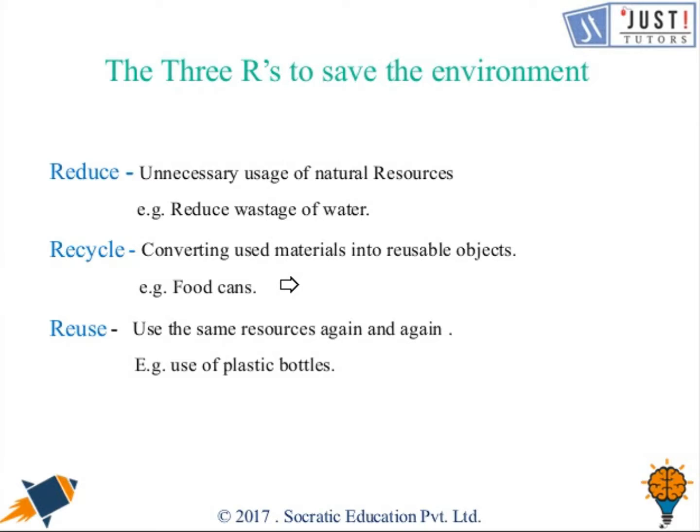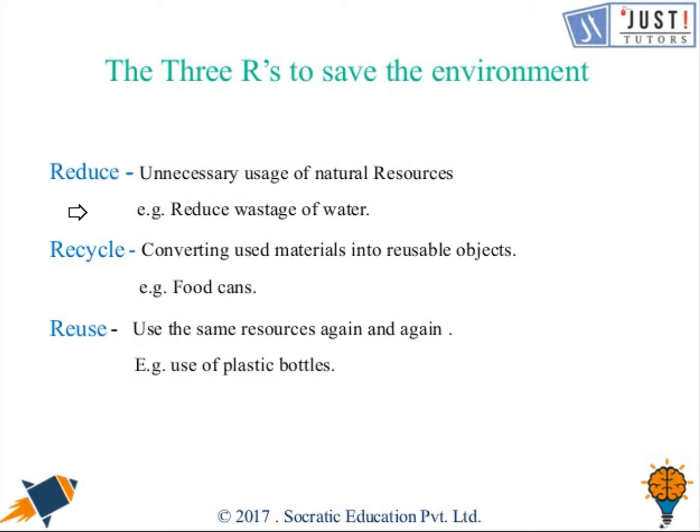As we all know, natural resources are useful raw materials that we get from the earth. They occur naturally, which means that humans cannot make natural resources. Instead, we use and modify natural resources in ways that are beneficial to us. The materials used in human-made objects are natural resources. In order to save them or to manage them properly, we have these three R's to save the environment. These three R's are reduce, recycle, and reuse.